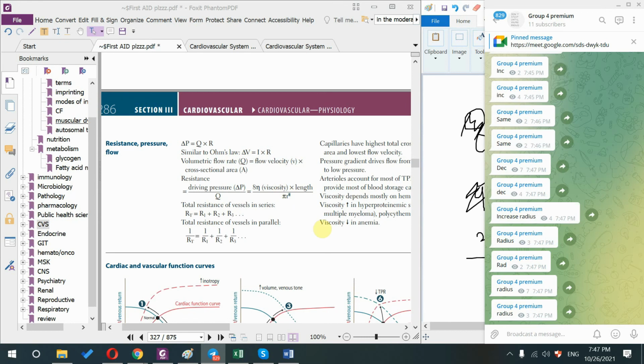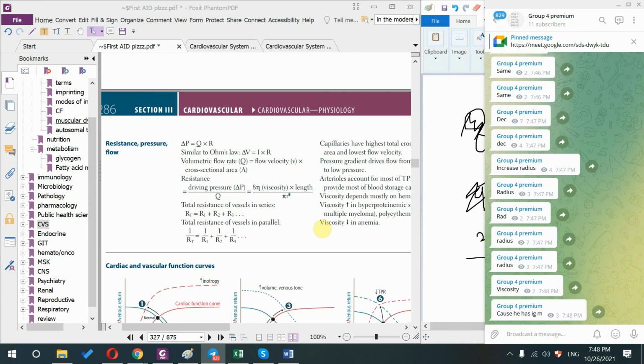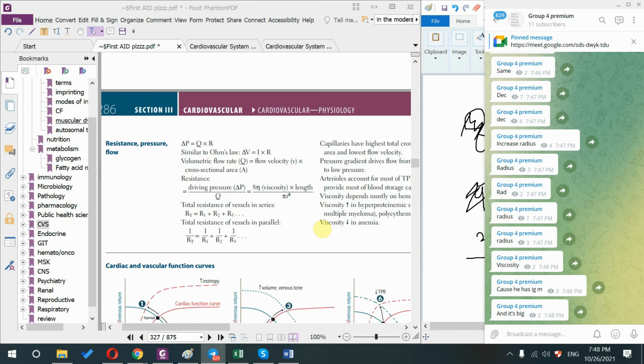Okay, guys, someone who has multiple myeloma, which one will be changed, viscosity or the radius? And how will it be changed? Multiple myeloma. Viscosity increased, correct. What about pancreatic cancer? Yes, IgM. Okay, good. What about pancreatic cancer?